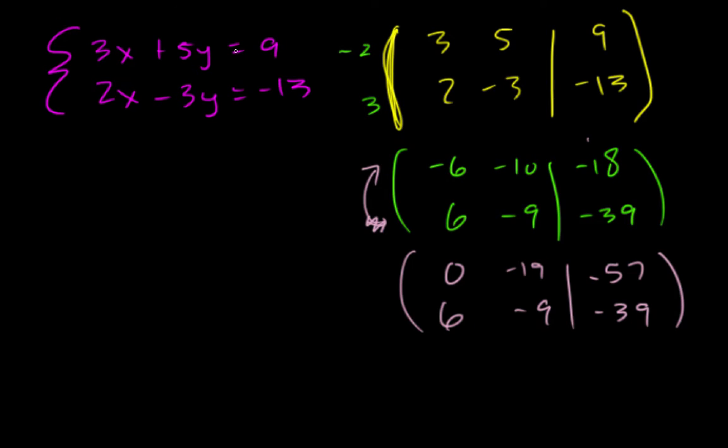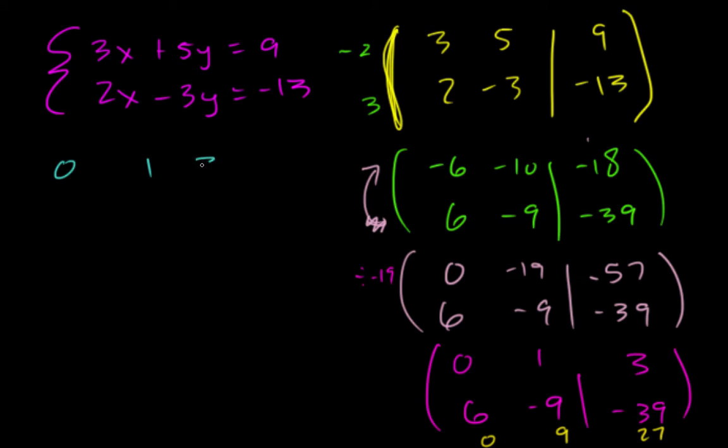Yeah, so it's 3. Because I want to make a 1 in the row where I have a 0, I'm going to divide by -19, so I get 0, 1, 3. The bottom row is untouched. Now I'm going to use this 1 to cancel this 9, so I'm going to do a multiple of this row, positive 9, and then add it. So 0, 9, and then 27. And the top row stays the same.